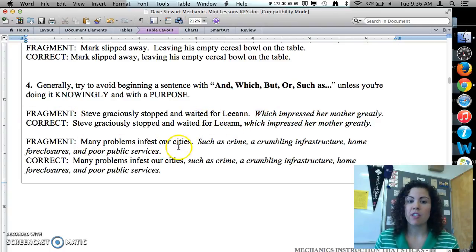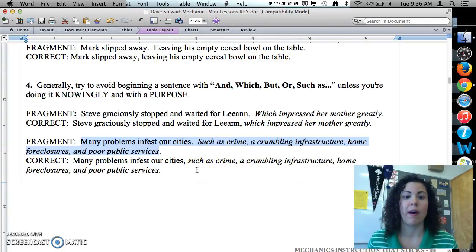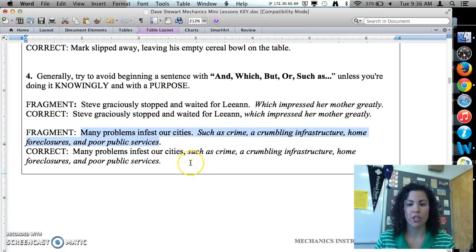Many problems infest our city, such as crime, a crumbling infrastructure, home foreclosures, and poor public services. I see this quite a bit when students are writing their thesis statement. I know it seems awkward. I know it feels like it's not correct, but you need a comma here and then the comma here. So such as crime, a crumbling infrastructure. I know it seems like you have too many commas in a sentence, but don't worry about that. That is actually the correct punctuation.